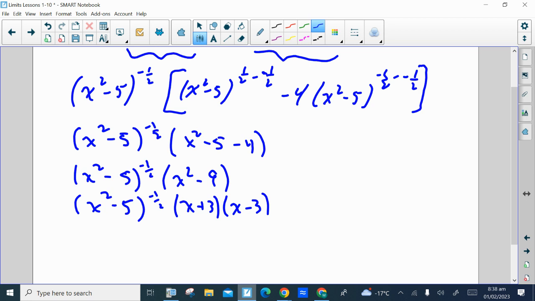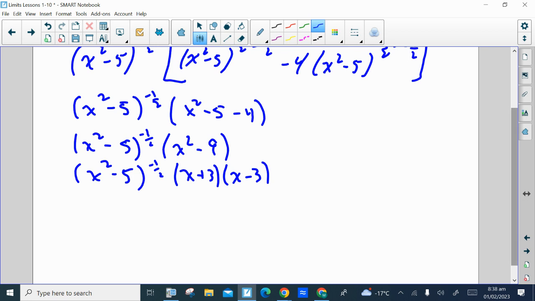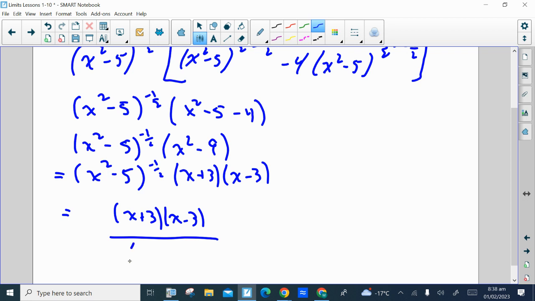So that's done factoring. Now, if you're checking answers in the back of the book, it's normal in math that we don't leave answers with negative exponents. So the x plus 3, x minus 3 would stay on top, and then that first factor would move to the bottom, and it would be x squared minus 5 to the positive a half, because normally in math we do not write answers with negative exponents. We make the exponents positive by moving the factor from top to bottom or bottom to top.